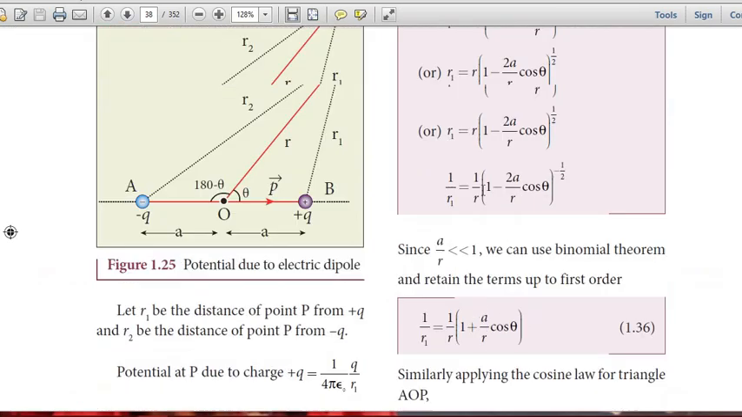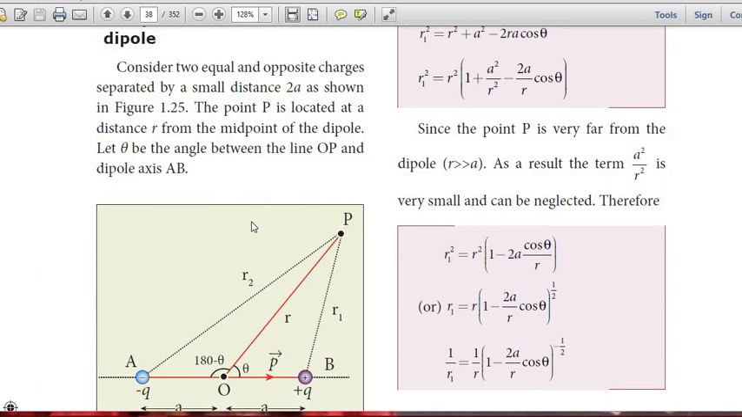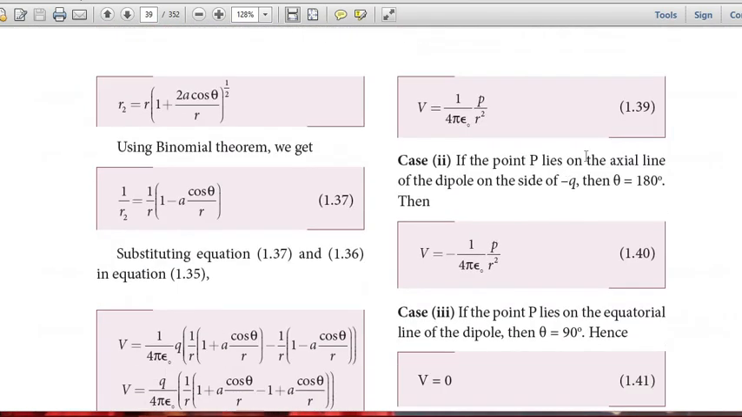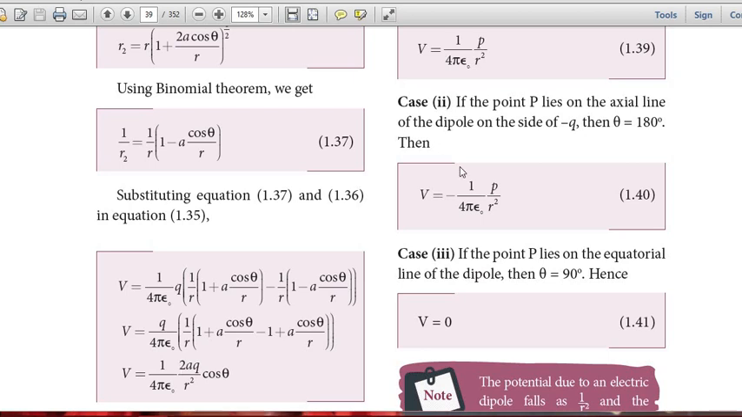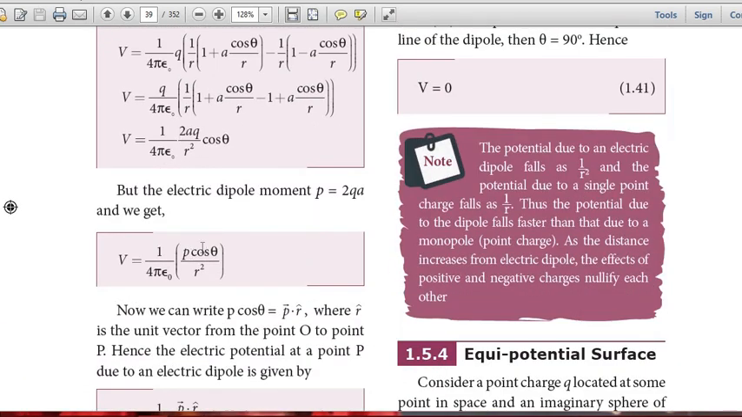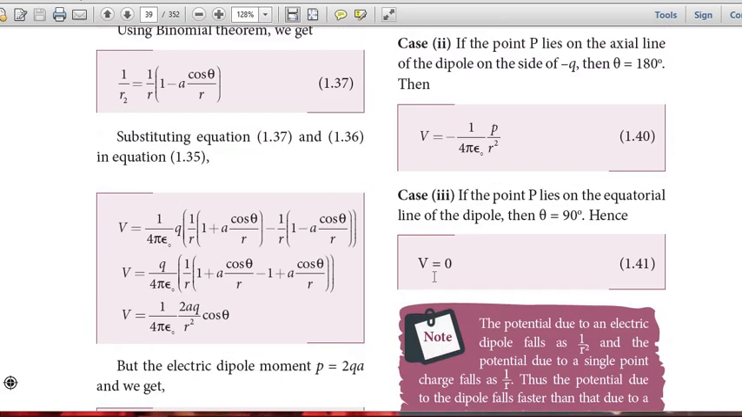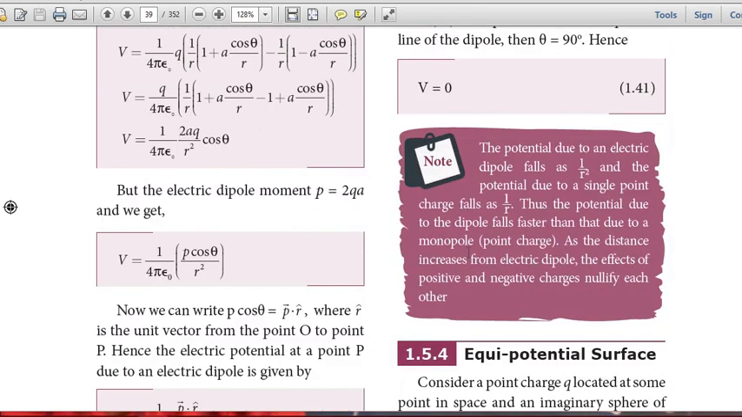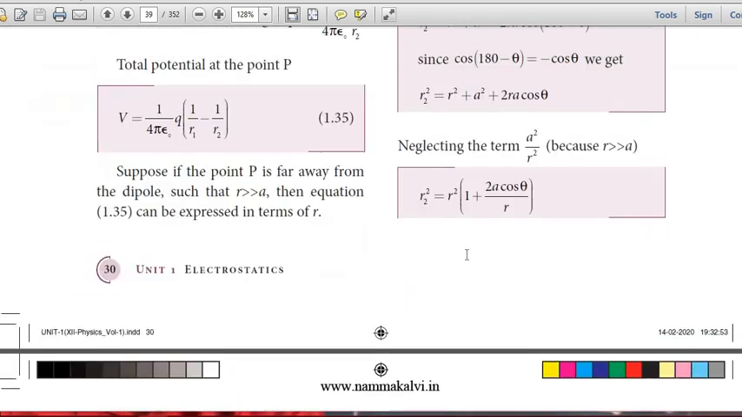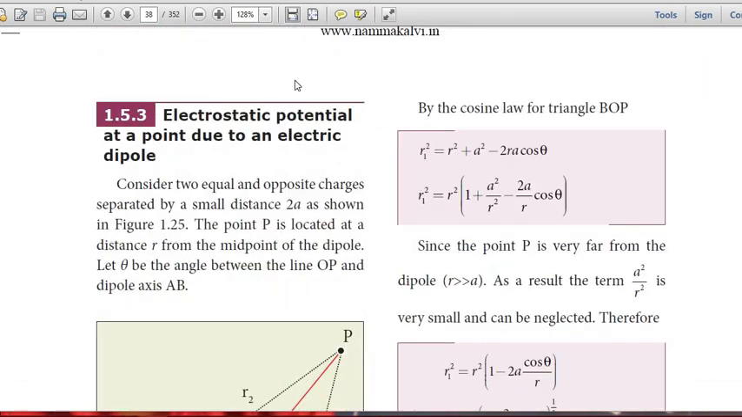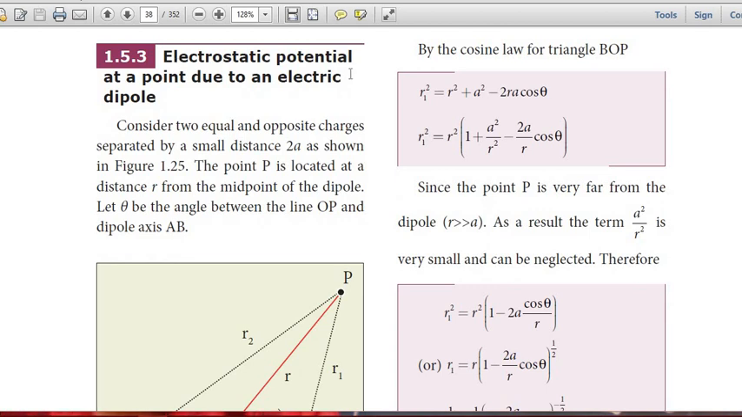Case number 3, if the point is placed on the equatorial line, like this, theta value is equal to 90 degree. What is the value of cos 90 degree? Cos 90 degree value is 0, and 0 into anything is 0. So the electrostatic potential value is V is equal to 0. So this is a very important 5 mark question, children. Once again, repeat: electrostatic potential at a point due to an electric dipole.